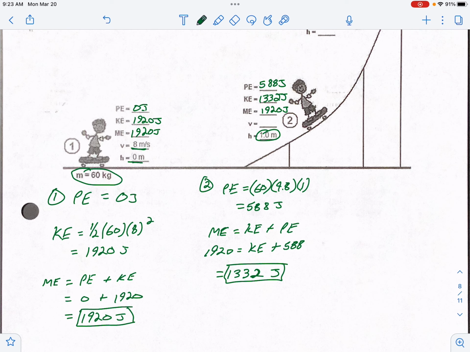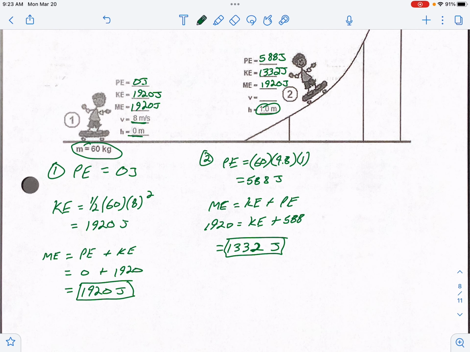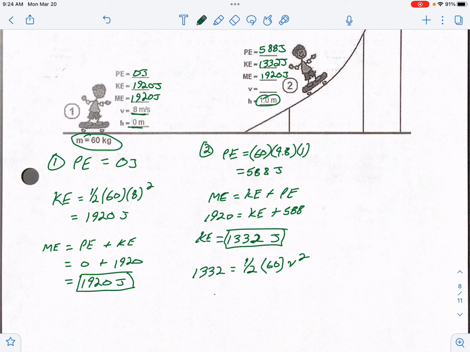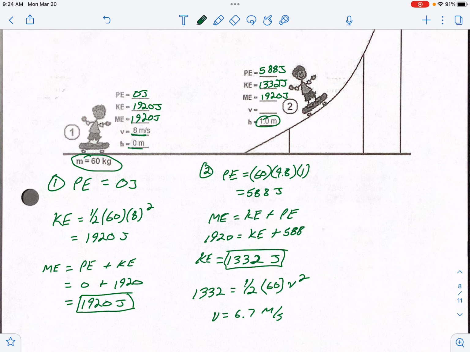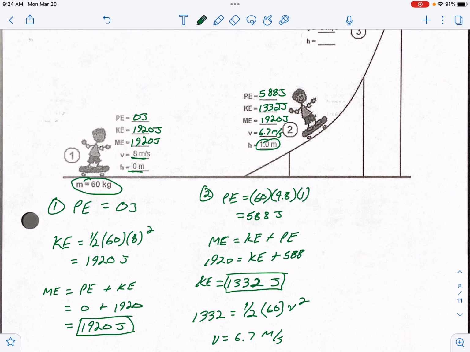Now, the only thing I'm missing is velocity. Well, now I know my kinetic energy, so now I can set that equal to my equation for kinetic energy. So 1,332 joules equals 1/2 mv squared. Mass would be 60. Velocity, I don't know, I'm going to leave it as v. Get v by itself and then square root both sides. I get a velocity of 6.7 meters per second. So now I can fill that in. So 6.7 meters per second. Okay, so part 2 is done.